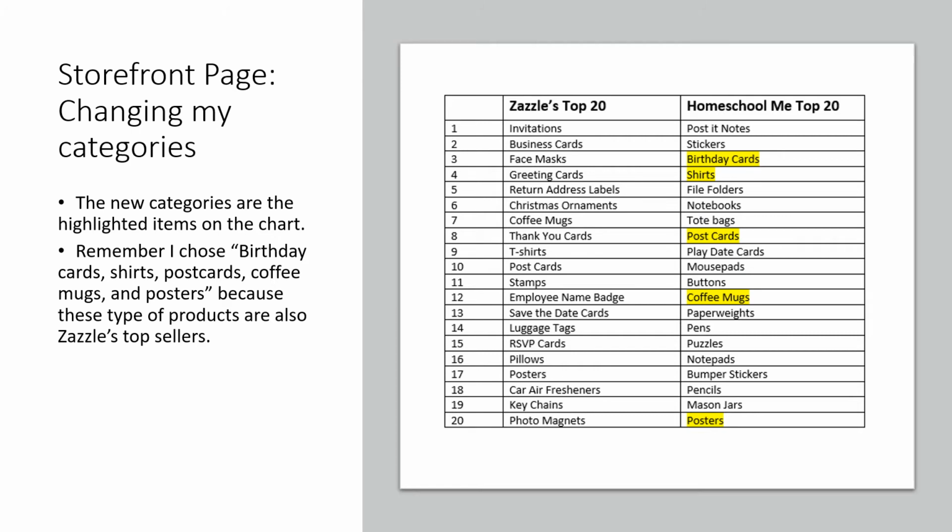The new categories are going to come from my chart, because I'm not doing guesswork. I'm getting all of my ideas from research that I've done, because in the past I've just done guesswork and worked on my store willy-nilly. However, I want to do more research. So the new categories are the highlighted items on the chart. Remember, I chose birthday cards, shirts, postcards, coffee mugs, and posters, because those are the product types that are bestsellers on Zazzle.